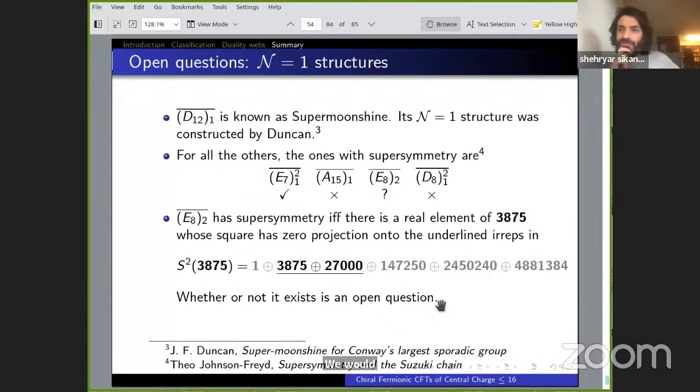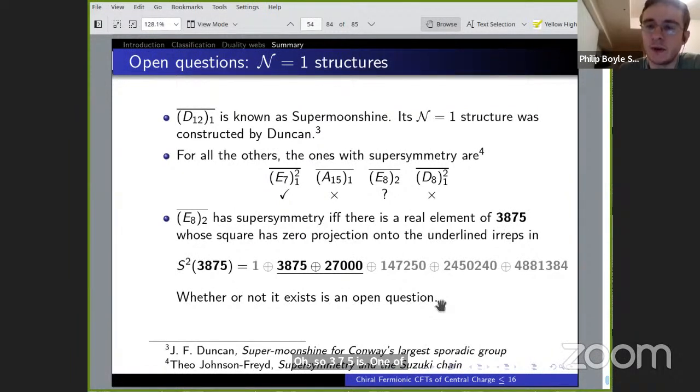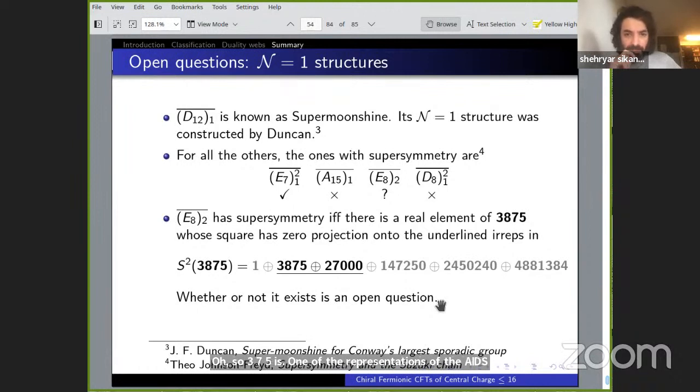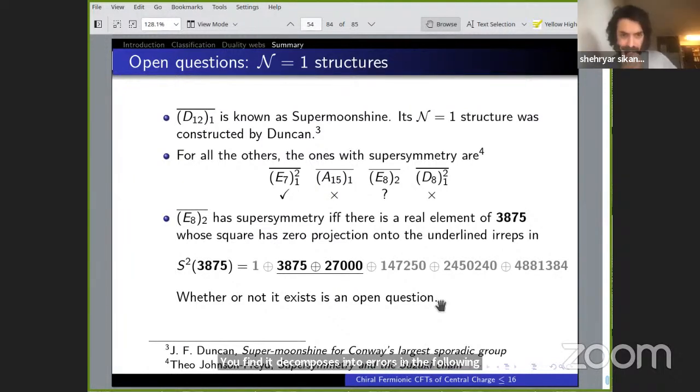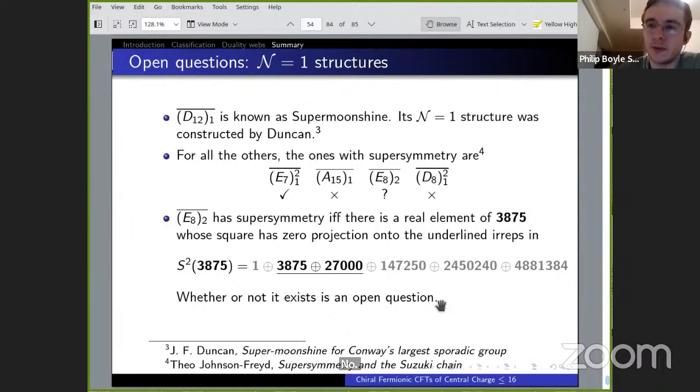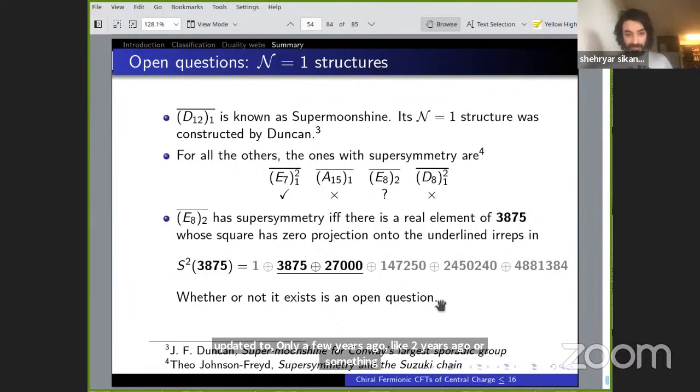Wait, what is 3875? Oh, so 3875 is one of the representations of E8. It's the label for the rep, okay. I'm just labeling reps by the dimension. Yes. As usual. Standard way to do it. And if you do the symmetric square of 3875, you find it decomposes into irreps in the following way. Now, Mathematica knows all the dimensions of the representations of these things. In fact, LieART was recently updated to version 2, only a few years ago, like 2 years ago or something. Which is good because the old one's broken. Thanks. I did not know that.